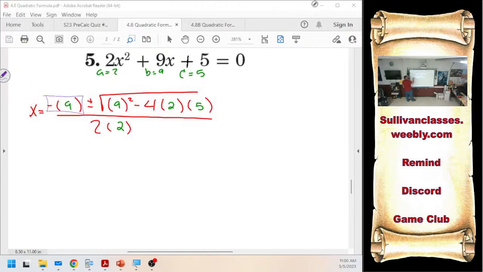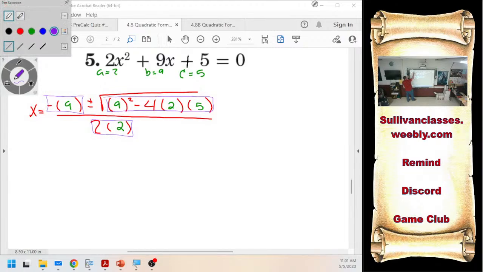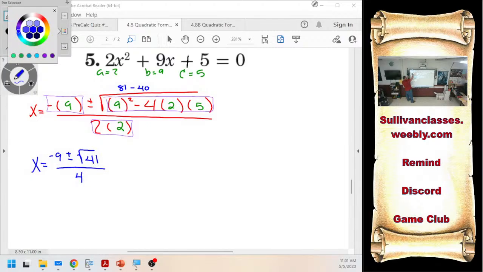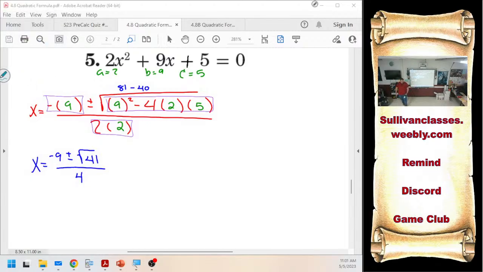Do the 3 different sections of the problem, and we'll get X is negative 9 plus minus. Over here we've got 81. 2 by 5 is 10. 10 by 4 is 40. 81 minus 40 is 41. Go look at your perfect square list. Look at those yellow diagonals. Do you see 41? No!